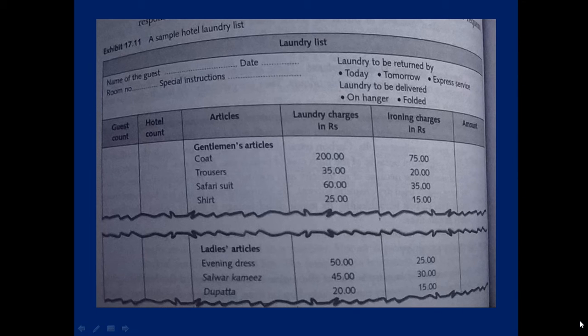Then you can see there are so many columns. Guest count, then hotel count, then articles, then laundry charges in rupees, then ironing charges in rupees, and then the final amount. So this is how a laundry list works in a five-star hotel.